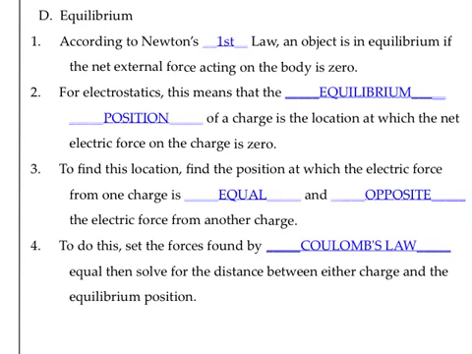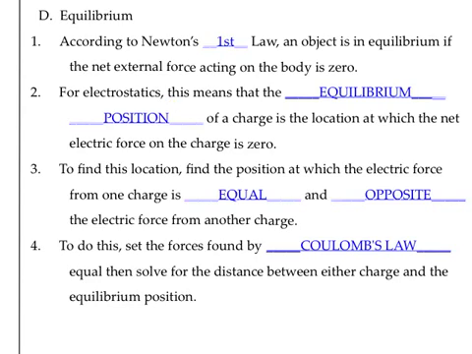The last little bit of notes I would like for you to write down is about equilibrium. Now you've actually had this before when we talked about forces, but now we're going to apply it to electrical charges. So according to Newton's first law, an object is in equilibrium if the net external force acting on the body is zero. That means we want to add up all of our forces together. If they all cancel out and equal zero, then our object will be in equilibrium.